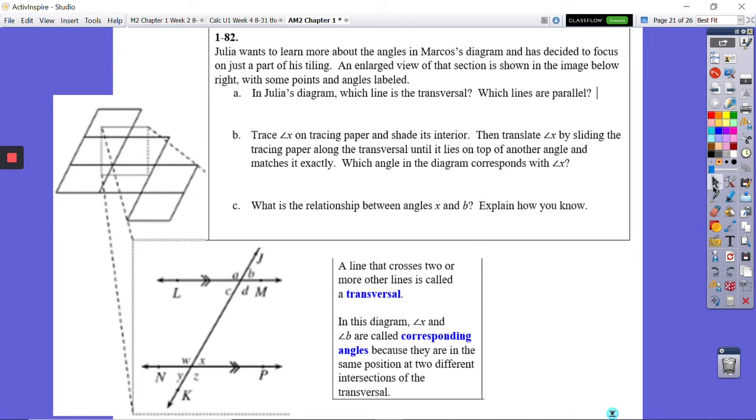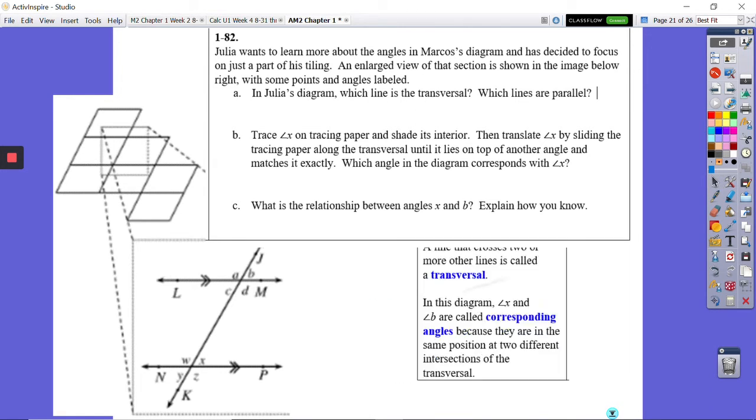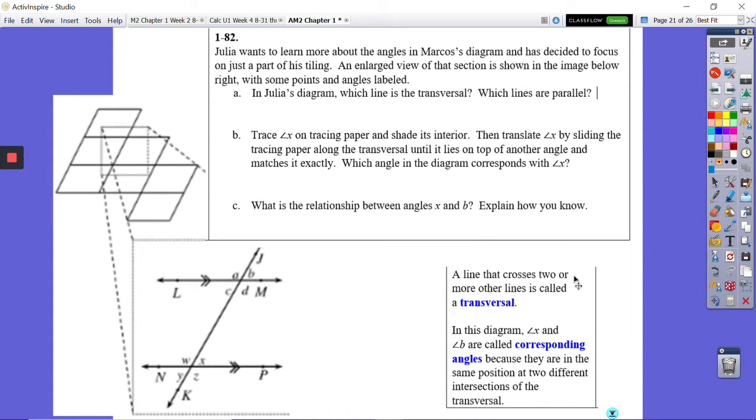Okay, so we need some vocabulary words. Right here it says, in Julia's diagram, which line is the transversal? And so right here in this box, it says a line that crosses two or more other lines is called a transversal. So a transversal is just a line that crosses other lines. It's just a fancy name. And which lines are parallel? So in this, again, she's just focusing on this piece of her drawing.